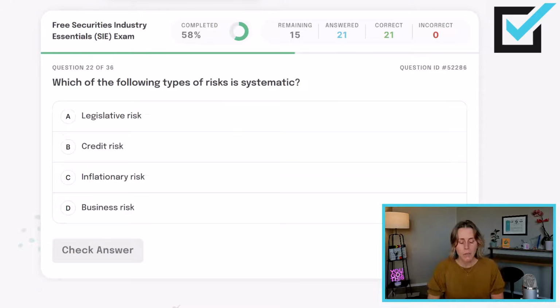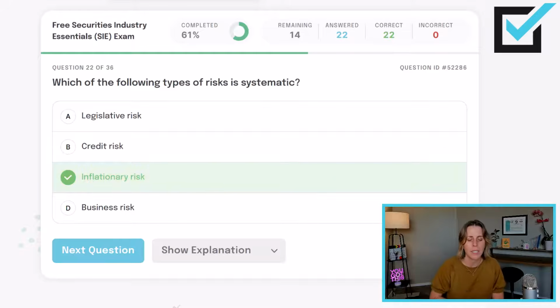Which of the following types of risks is systematic? Systematic risks cannot be avoided by simply diversification. Legislative risk, credit risk, inflationary risk, or business risk. It is inflationary risk that is systematic. You can't really avoid inflationary risk. You'd want to diversify by asset class to reduce it, but you can't avoid it.